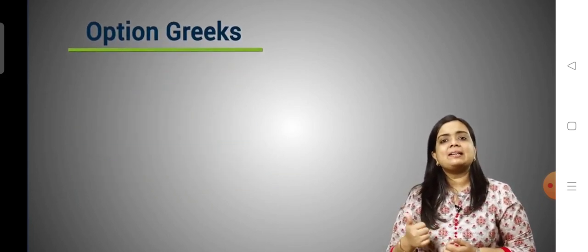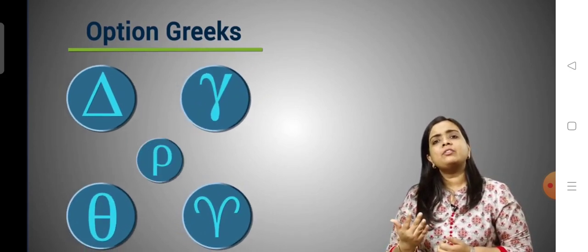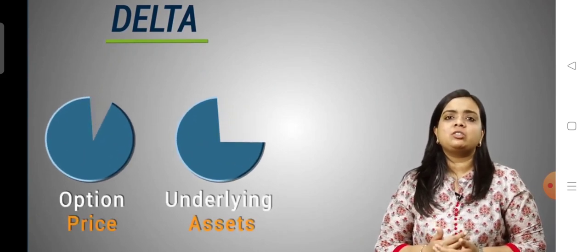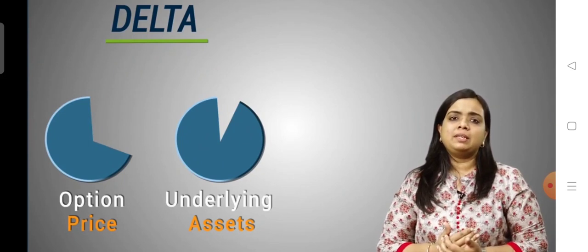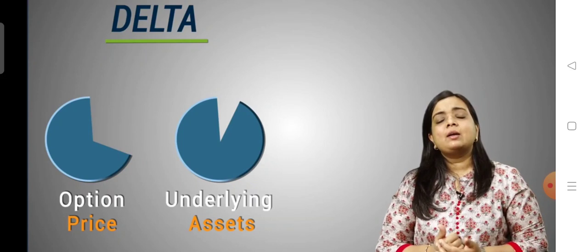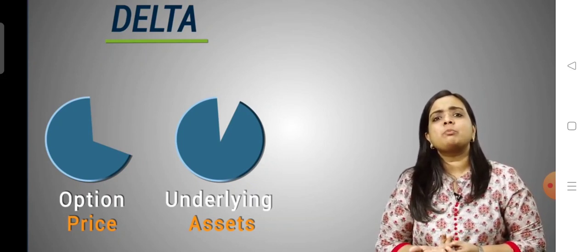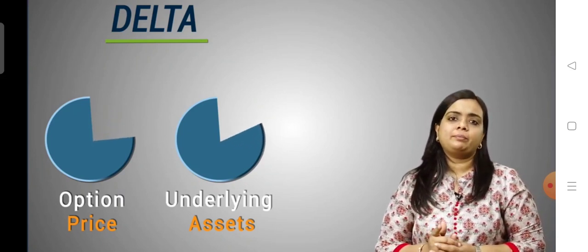And these Greeks are delta, gamma, theta, vega and rho. We will talk about each of them in detail. Let's start with delta. The delta measures how an option value changes with respect to the change in the underlying. Means the delta of an option helps us answer by how many points will an option premium change for every 1 point change in the underlying.